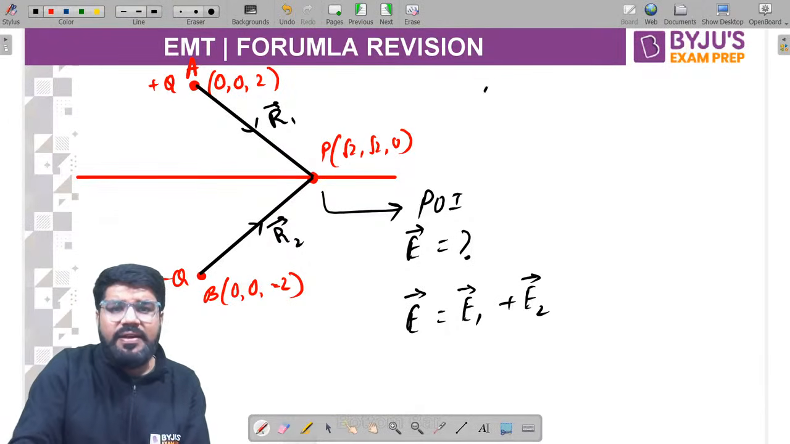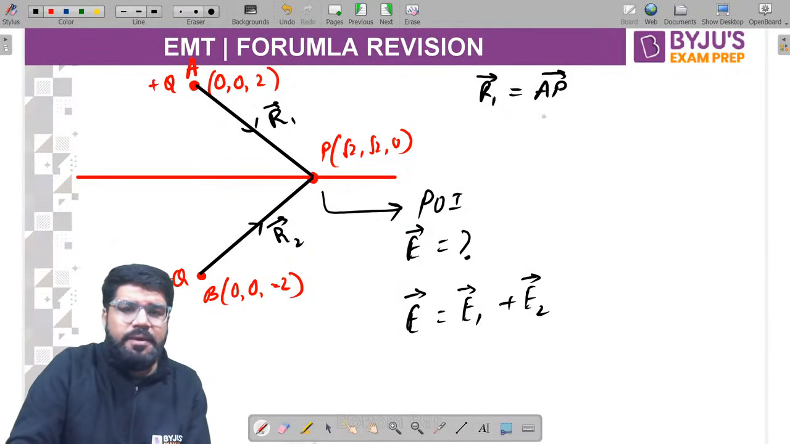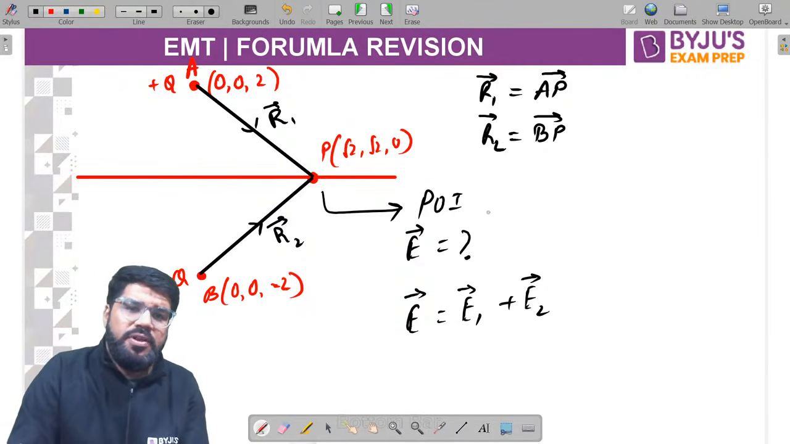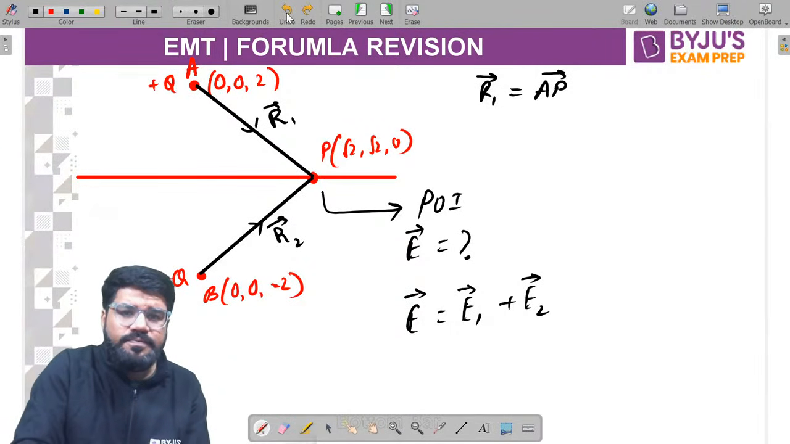So what is the vector R1 here? The vector R1 is the vector from point A to point P. The vector R2 will be the vector from point B to point P. Let us calculate these vectors first of all. Let's be handy in calculating these vectors. So first let us calculate the vector R1 individually.